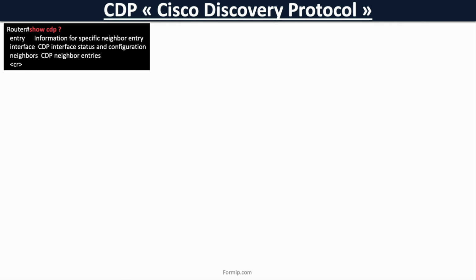CDP information is visible with the show cdp command. By typing cdp question mark, we see that there are several keywords that allow access to different types of information and different levels of detail.